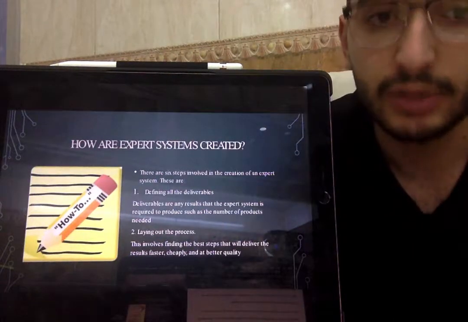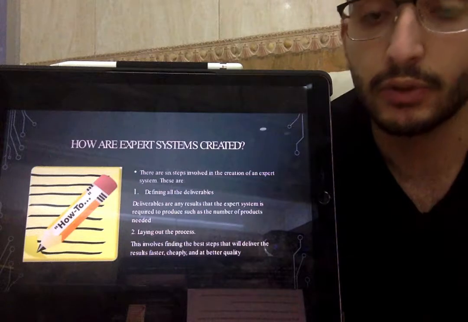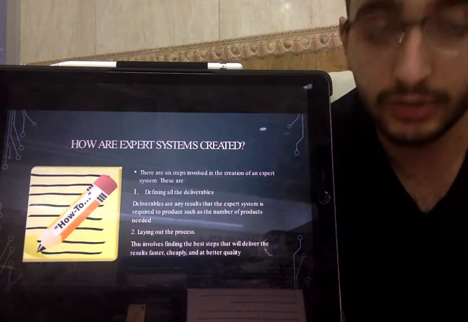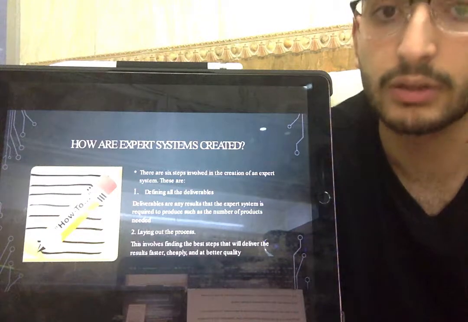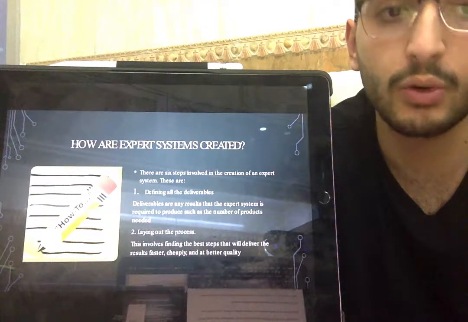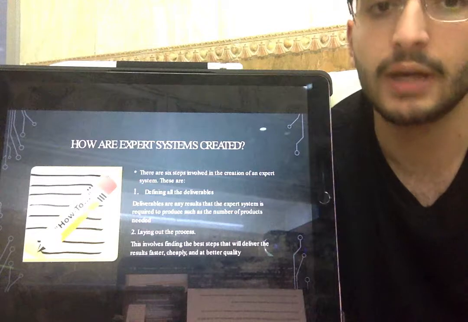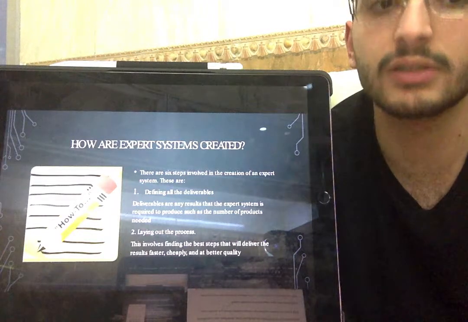There are 6 steps involved in the creation of an expert system. The first step is the identification of all the deliverables and listing them down. Deliverables refer to the desired results or products of the system. An example is the number of units that the system will produce.